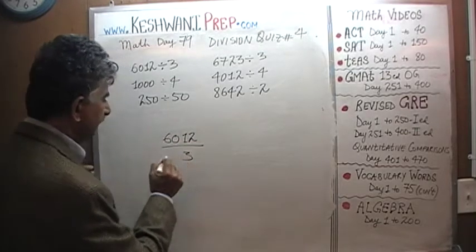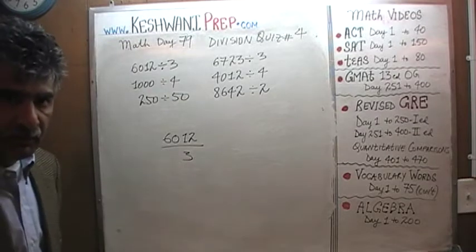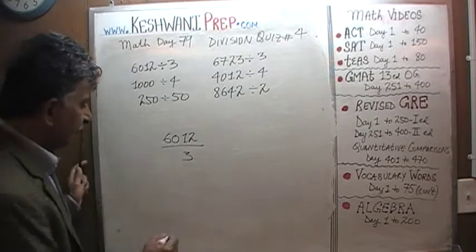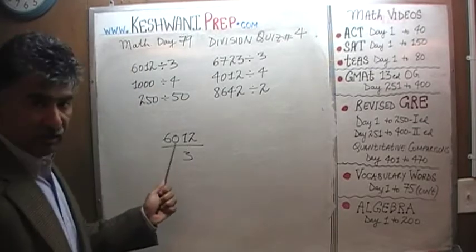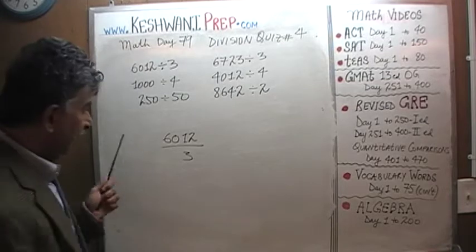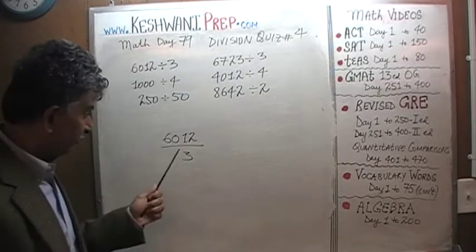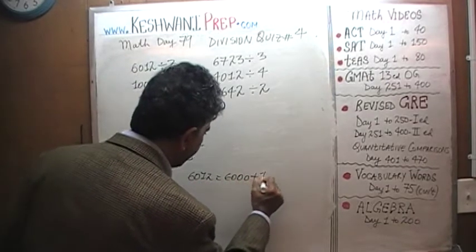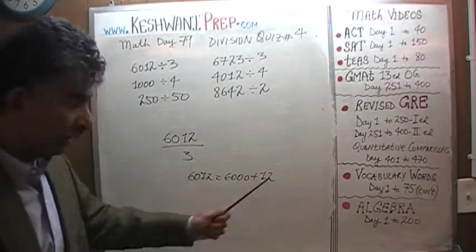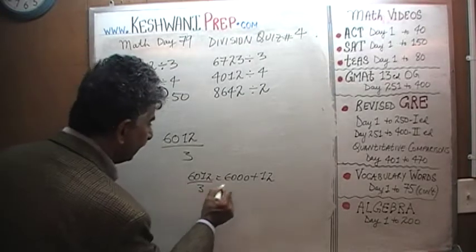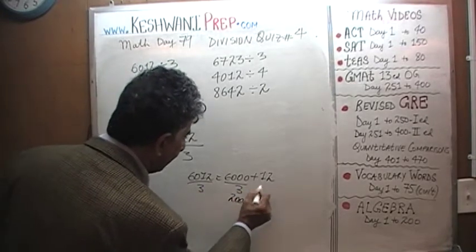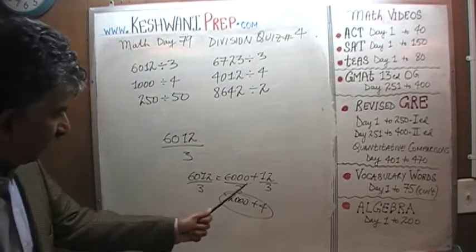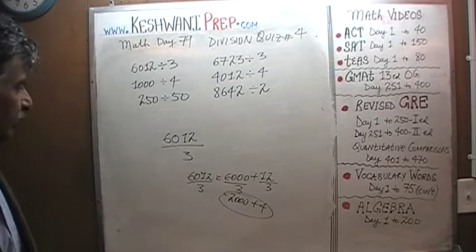6012 divided by 3. First of all, is 6012 even divisible by 3? The answer, of course, is yes. 6 is divisible by 3 and 12 is divisible by 3. Of course, it's very simple. Even before we do the work, by visual inspection, we should be able to tell what the answer is, because 6012 is exactly what it says. It's 6012. And if you divide that by 3, 6000 divided by 3 should be 2000, and 12 divided by 3 should be 4. The answer should be 2004 through visual inspection, even without doing all that. But let's do it anyway.